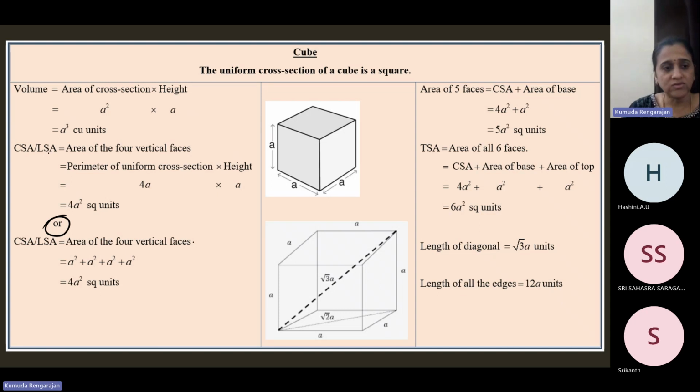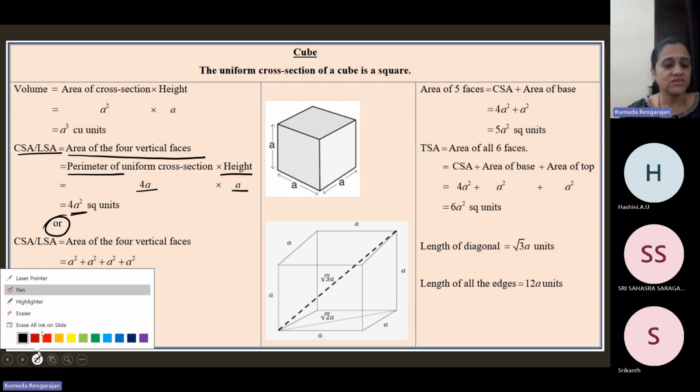I'll tell you again. So CSA or LSA is the area of the 4 vertical faces. One way of understanding is curved surface area or lateral surface area is the perimeter into height. Perimeter of what? Square. Why square? Because that's the cross section. So perimeter of square is 4A into height A. So 4A square. This is one way of understanding.